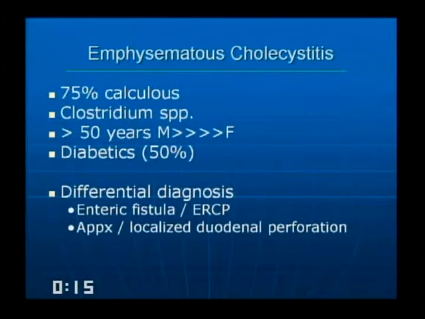The pathophysiology that's thought to be present here is that the blood vessels are abnormal in the diabetics, and therefore there is some abnormality. It's almost like an ischemic event to the gallbladder. The differential diagnosis, as we said, includes enteric fistula, ERCP, and maybe a localized duodenal perforation.